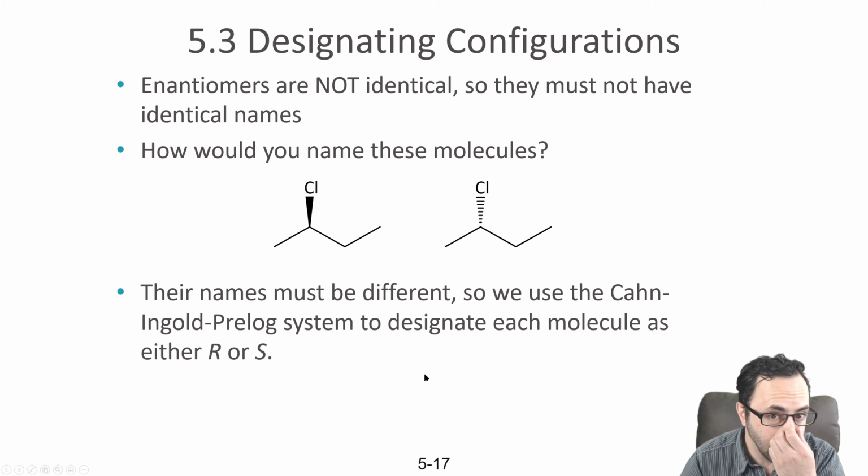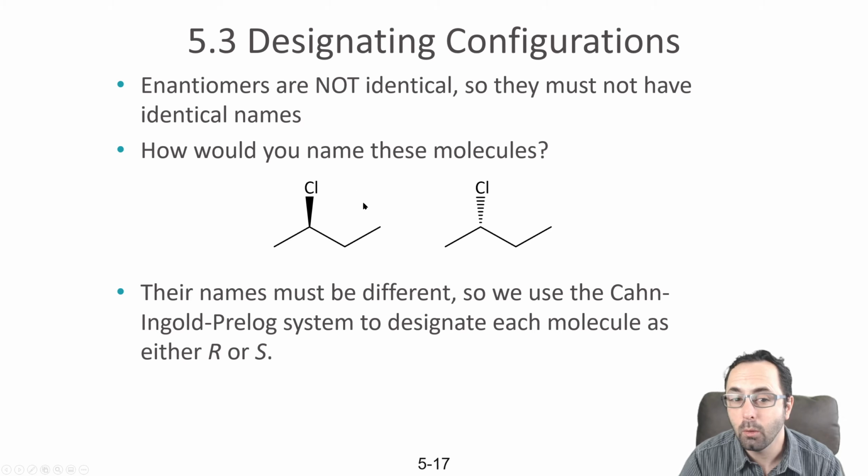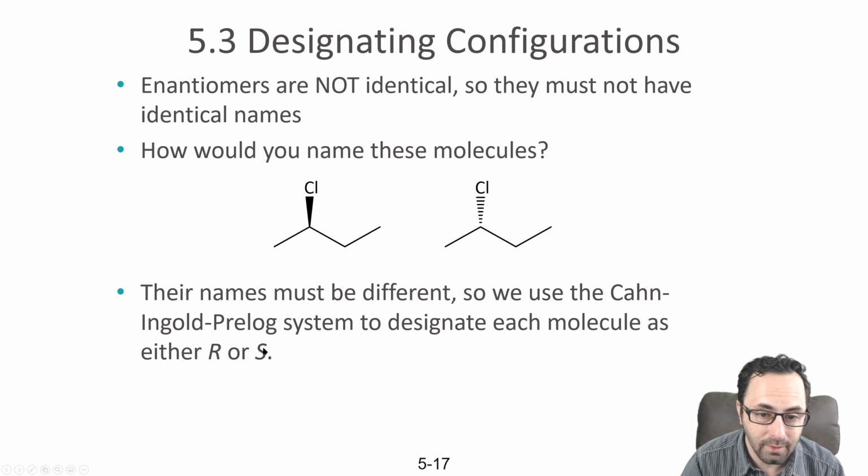So it's important, because enantiomers are not identical, that we must be able to give them different names. And the way that we're going to do this is we're going to use the so-called Cahn-Ingold-Prelog system. And we're going to be designating carbon atoms as R or S, or each chiral center we're going to designate as R or S. And so that's what I'm going to begin to get into in our next video.